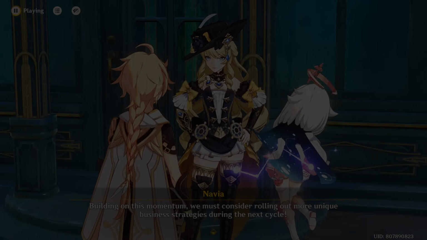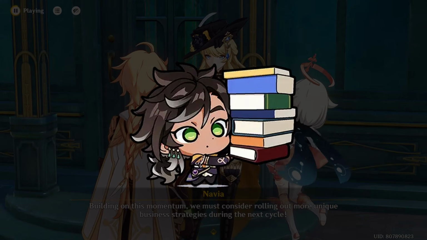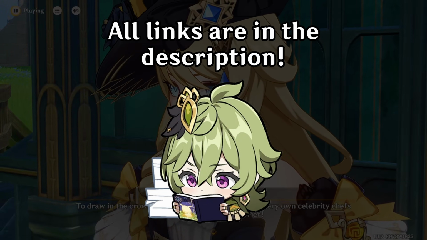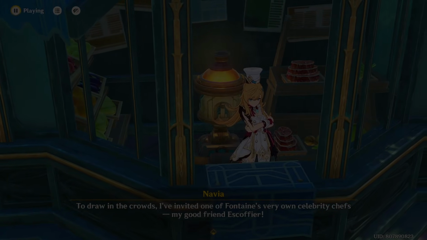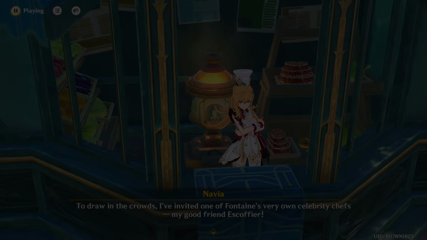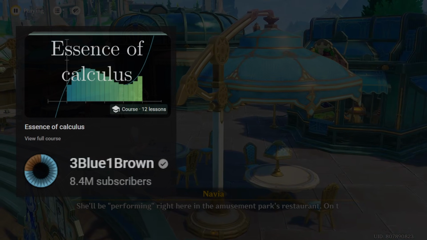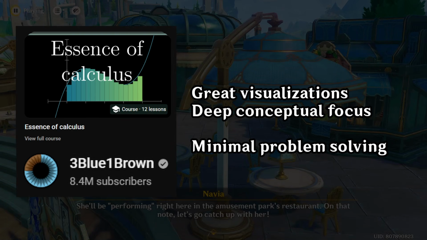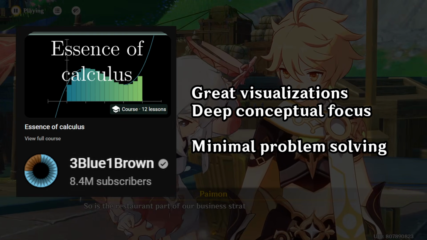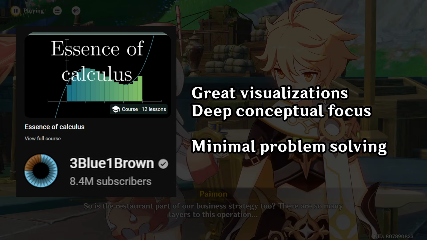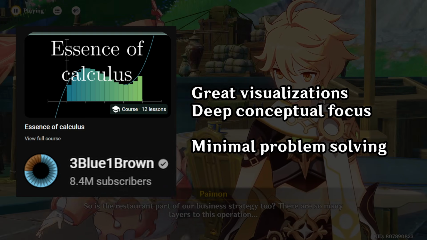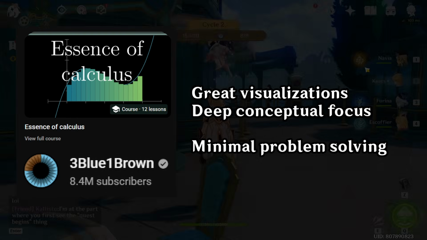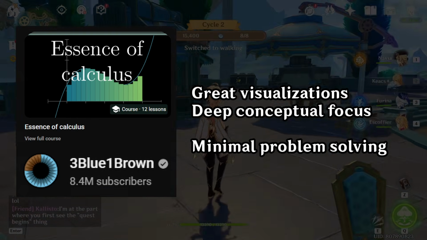I can't cover everything that calculus has to offer, so there are a few areas I can recommend if you want to continue studying. This first one is an absolute classic, 3Blue1Brown's Essence of Calculus. It goes over all of the important conceptual ideas that calculus has to offer, and it does it in a very visual way, so if that sounds interesting, you need to watch it if you haven't seen it already.